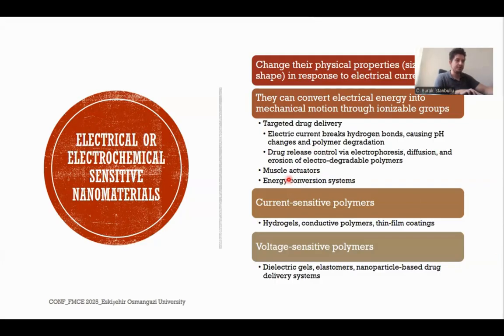In muscle actuator usage, these structures mimic muscle contraction by responding to electrical stimuli. In energy conversion systems, they convert electrical signals into mechanical work or vice versa. Types of electrically sensitive polymers include current sensitive ones, which are hydrogels, conductive polymers, and thin film coatings, and voltage sensitive designs, which are dielectric gels, elastomers, and nanoparticle-based drug delivery platforms.